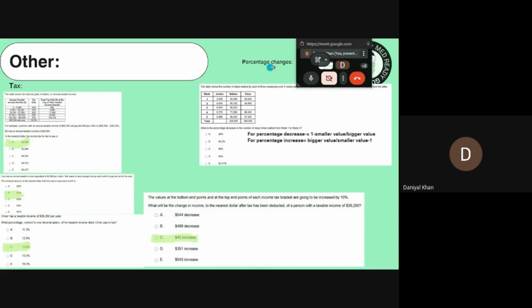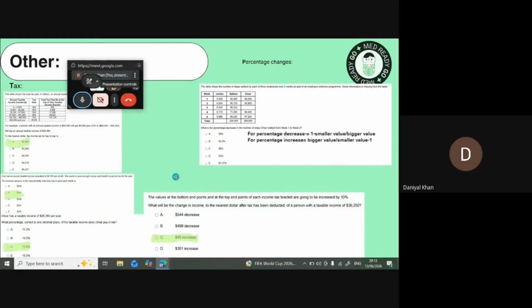Oh, I forgot about this question. Once again, this is another percentage change question. I just wanted to show you how you can use the percentage decrease, percentage increase formula, if you want to use that formula there. So what is the percentage decrease in the number of steps Omar walked from week 1 to week 2? It's a really simple question.